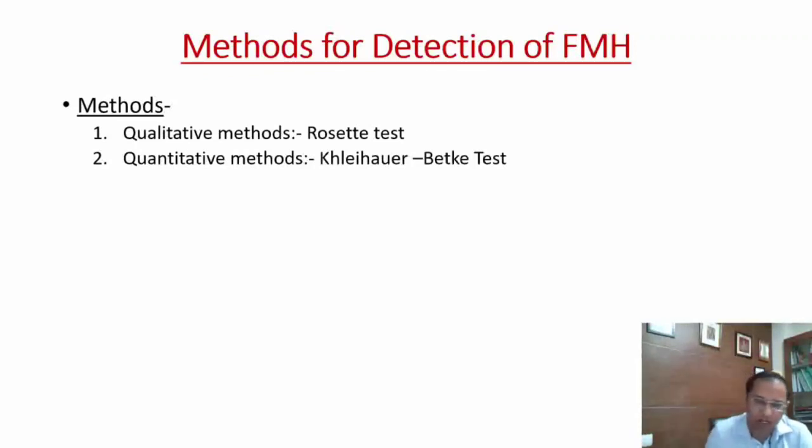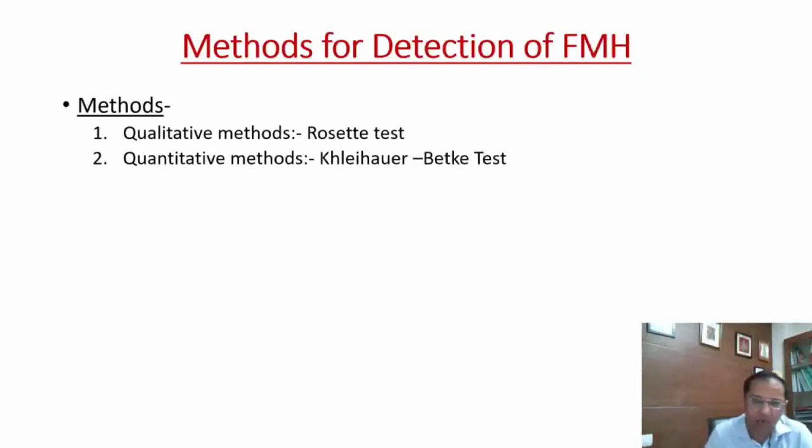For the qualitative methods, we categorically do the Rosette test. This is a test that will tell you whether it is positive or negative. If it is positive, that means there is an FMH, and if it is negative, that means there is no FMH and you don't need to go further with the KB test. However, whether your Rosette test comes positive or negative, you still have to give one full vial of Rh immunoglobulin, that is 300 micrograms. That needs to be done irrespective of whether it comes positive or negative.